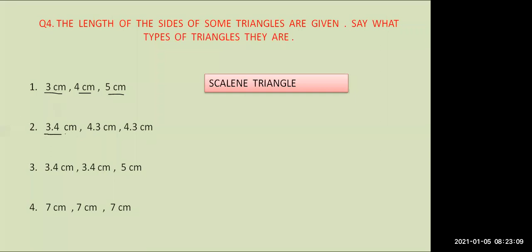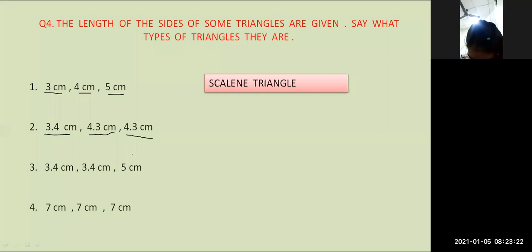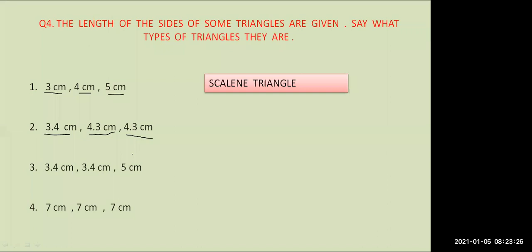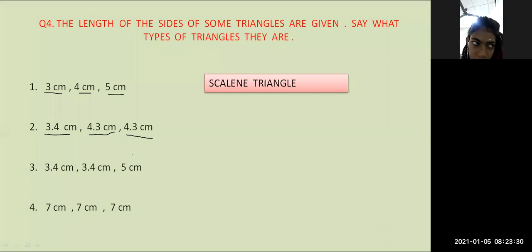Now observe the next measurements. It is 3.4 centimeter, 4.3 centimeter, and again 4.3 centimeter. So which type of triangle is it? It's an isosceles triangle. Nice, Ria. And why is it an isosceles triangle? Because, teacher, two sides are the same and the other side is not the same.